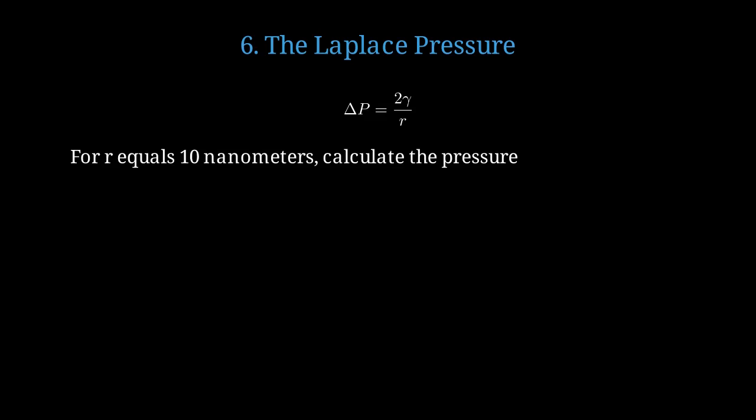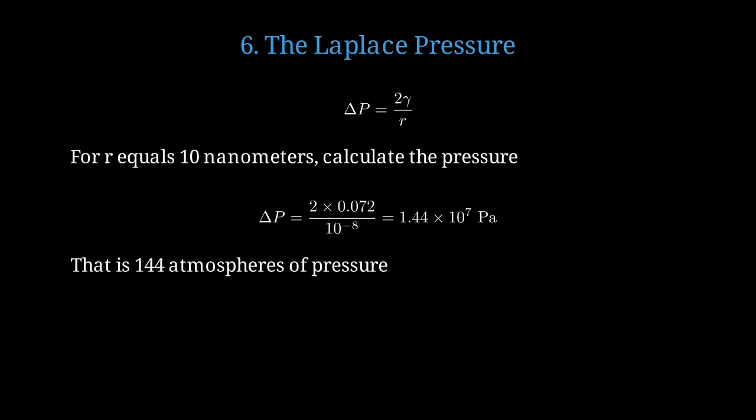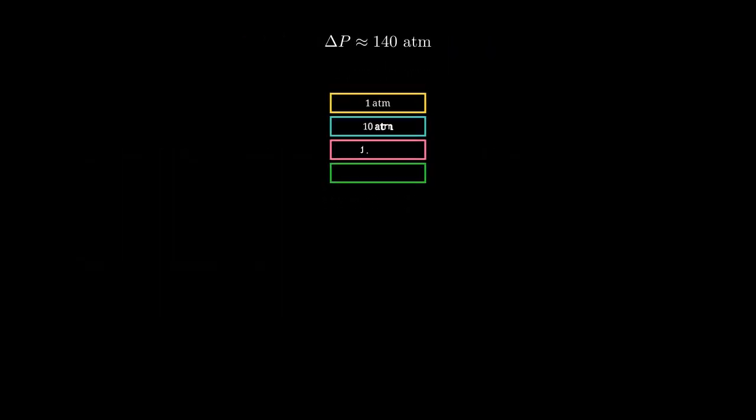We must also consider the classical Laplace pressure in curved interfaces. The Laplace pressure equals 2 times surface tension divided by radius. Let's calculate this for our 10 nanometer droplet. Delta P equals 2 times 0.072 divided by 10 to the negative 8, giving 14.4 megapascals. That's 144 times atmospheric pressure, an enormous internal pressure. Approximately 140 atmospheres. This diagram shows the scale of pressure, from 1 atmosphere up to the extreme 140 atmospheres inside our nanodroplet.